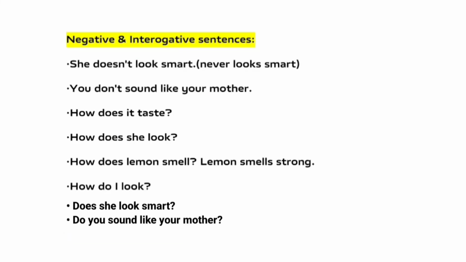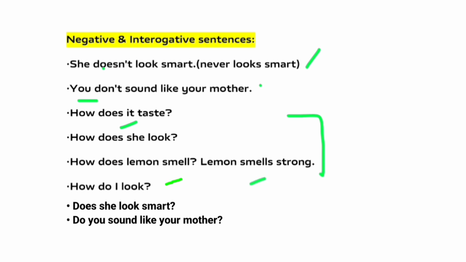Well, for making negative and interrogative sentences, you simply need to put does with a singular subject and do with plural subjects. As in the first sentence, she doesn't look smart means she never looks smart. And you don't sound like your mother. And for interrogatives, how does it taste? Because it is a singular subject, it. And in the next sentence, how does she look? How does lemon smell? We can simply answer it, lemon smells strong.